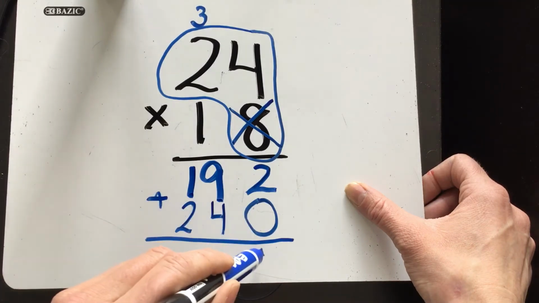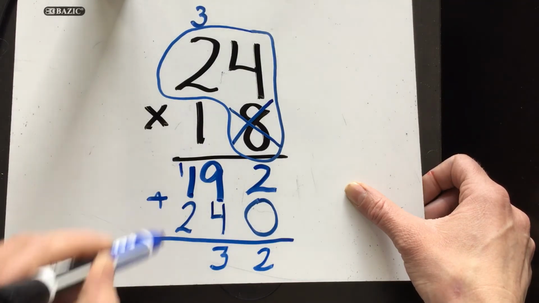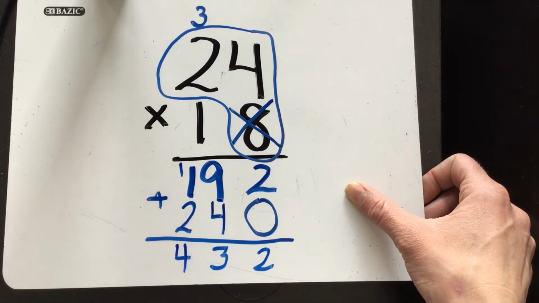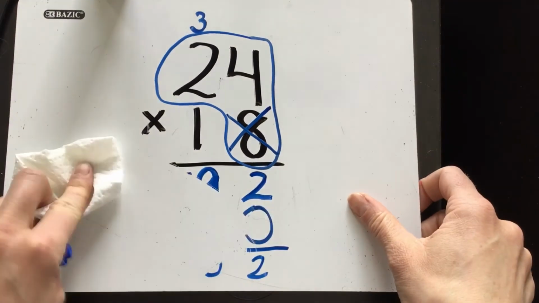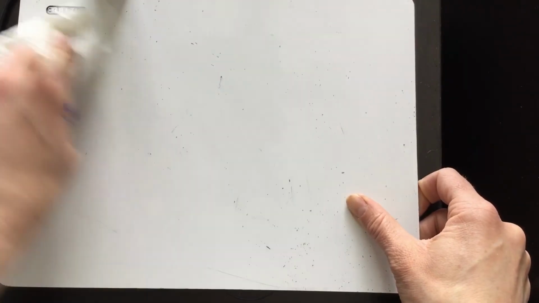And now I add it up. 2 plus 0 is 2. 9 plus 4 is 13. Carry my 1. 2 plus 1 is 3. So my answer is 432. I'm going to show it one more time, a 2-digit by a 2-digit, just so you can clearly see the steps. If you need to watch this video a few times, that's a good idea. And also I'll post a picture showing it on a poster.